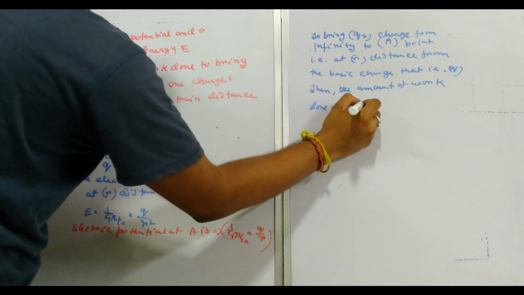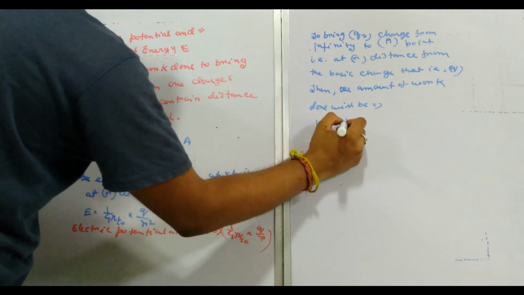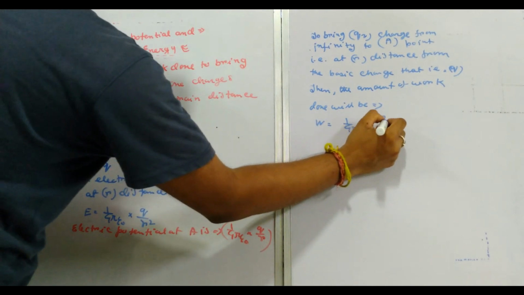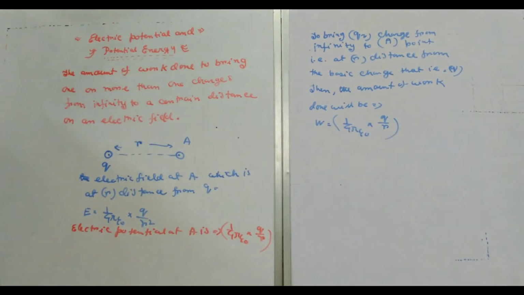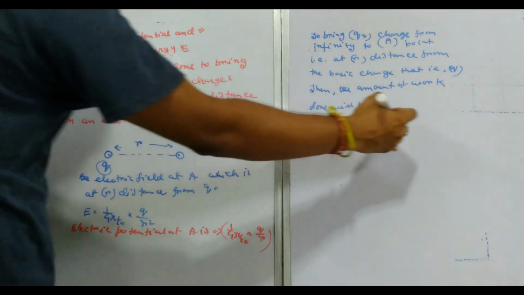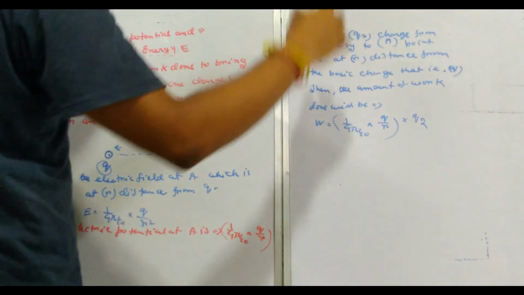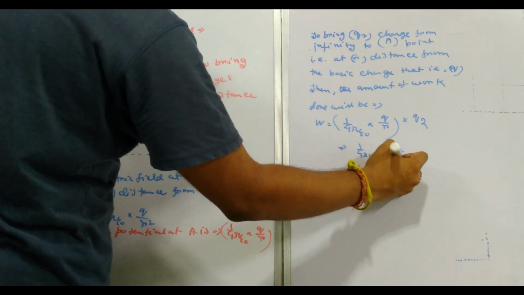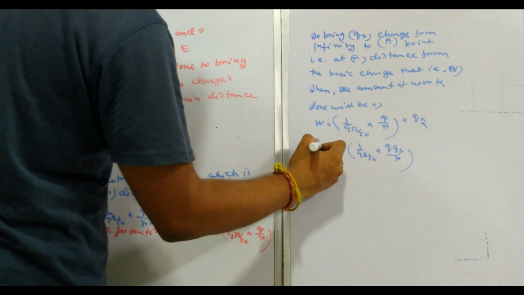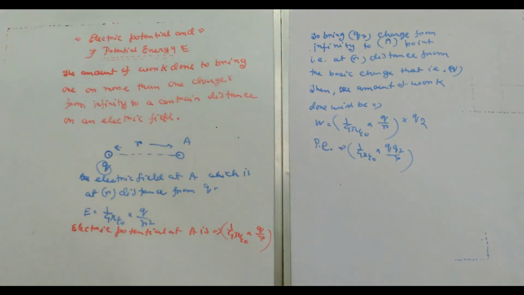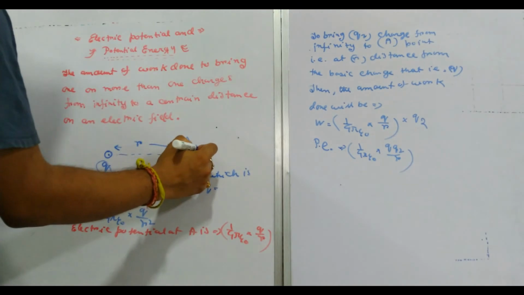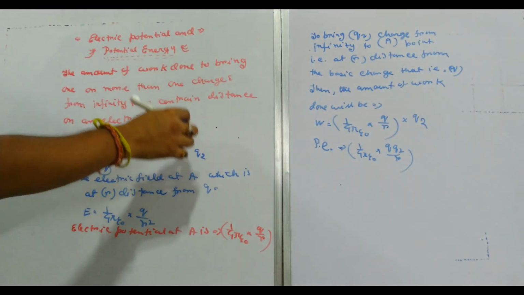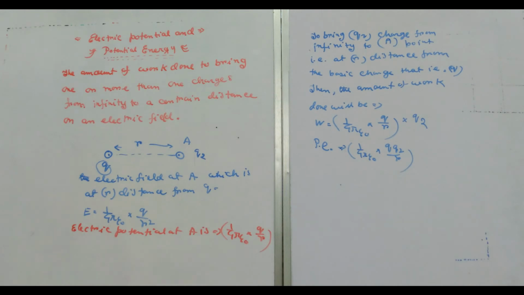will be W equal to 1 by 4 pi epsilon naught into Q by R, that is the potential generated due to the Q charge, and the amount of charge that has been brought from infinity. That will be 1 by 4 pi epsilon naught into Q Q2 by R, and this will be the total potential energy of that particular system. Clear? When the system is made by two charges, Q and another charge Q2, which has been brought from infinity and placed at a distance of R.